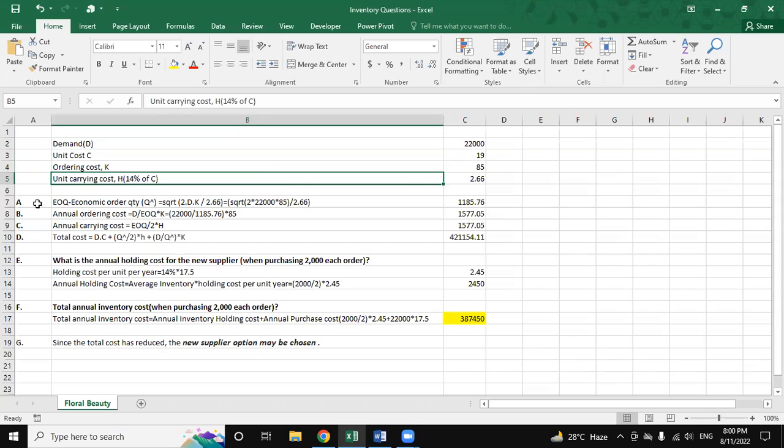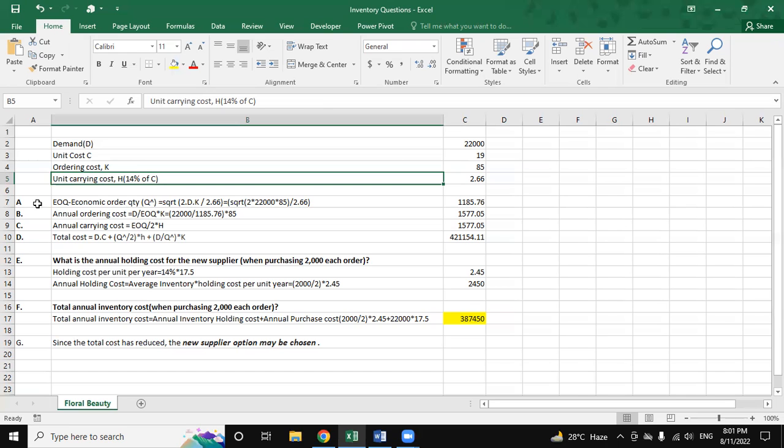And for the remaining 7 parts of the question, we have used various formulas to provide the solution. Here for part A, EOQ, we have taken the square root of 2 times D times K divided by 2.66, which is going to arrive at 1185.76. Then the annual ordering cost, which equals D divided by EOQ times K. So our answer is 1577.05.